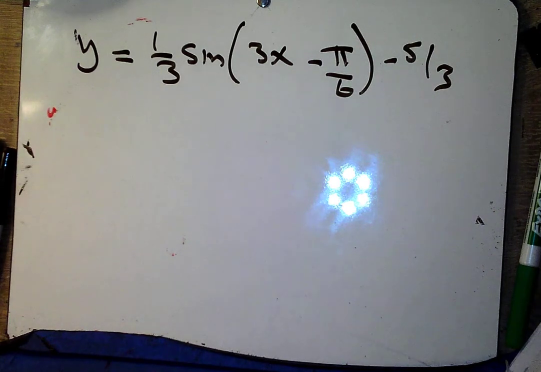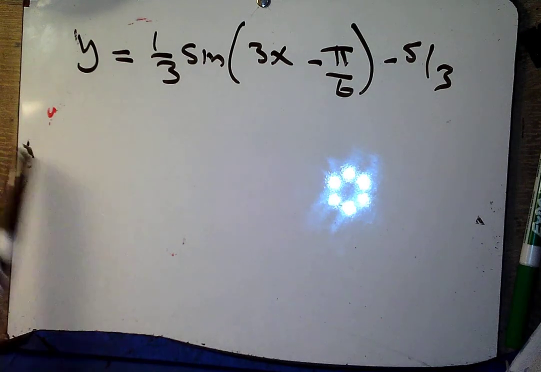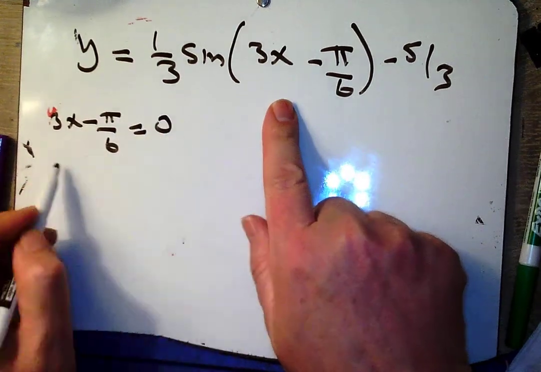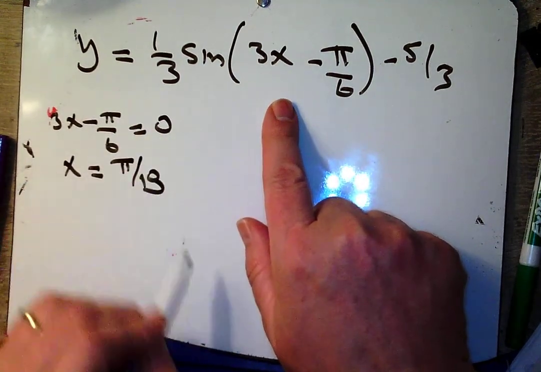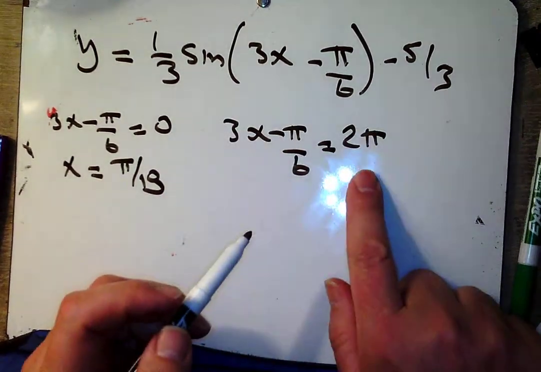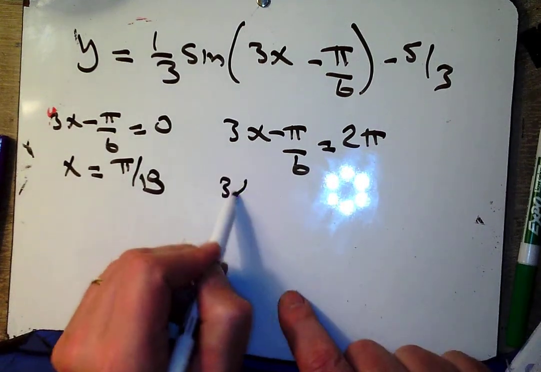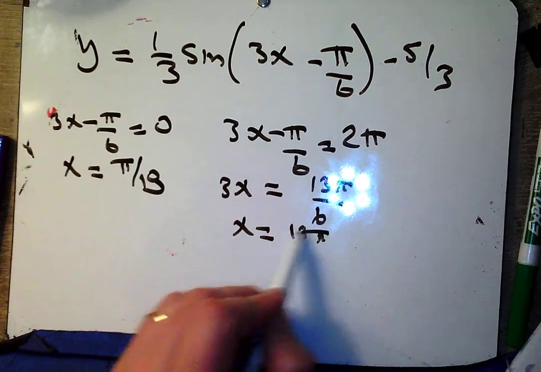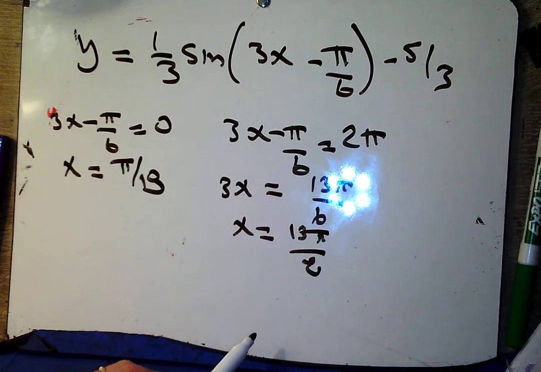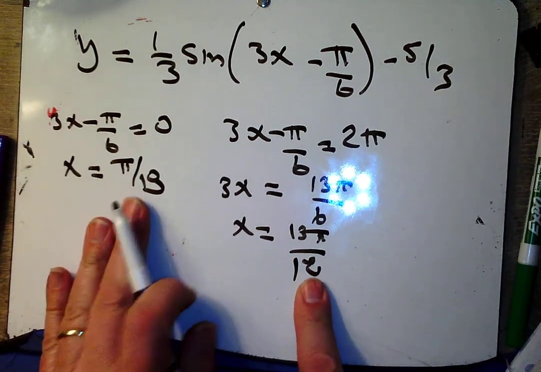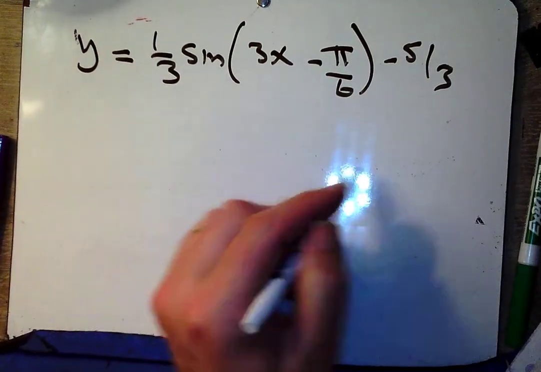Hey, welcome back. Did you set the argument equal to 0 and 2 pi? This is 12 pi over 6 plus 1 pi over 6 is 13 pi over 6. And so x equals 13 pi over 18. Right. So pi over 18 is where we start. 13 pi over 18 is where we stop.